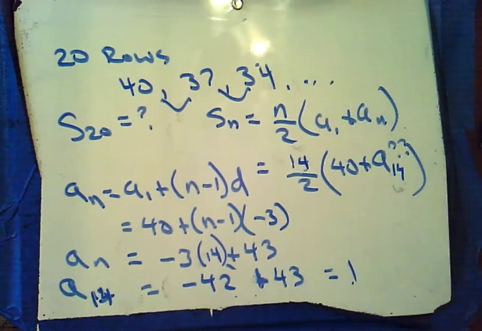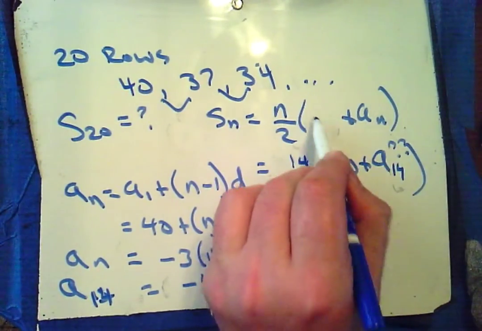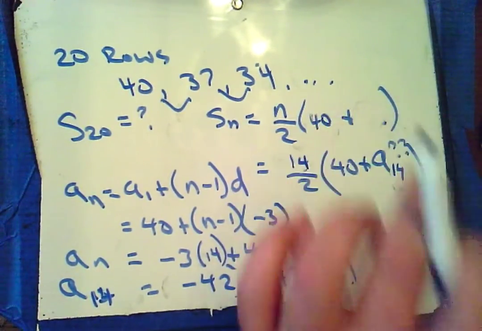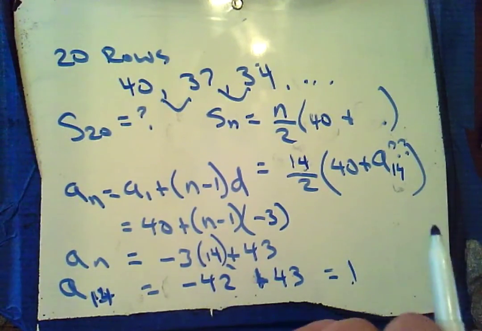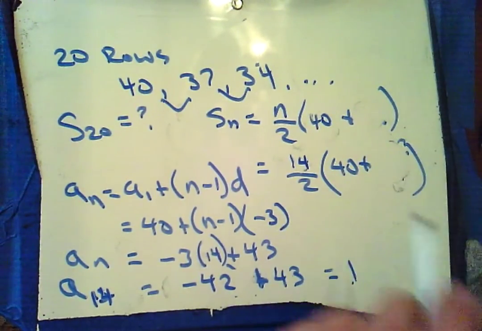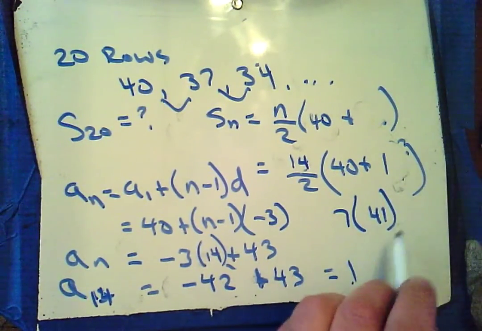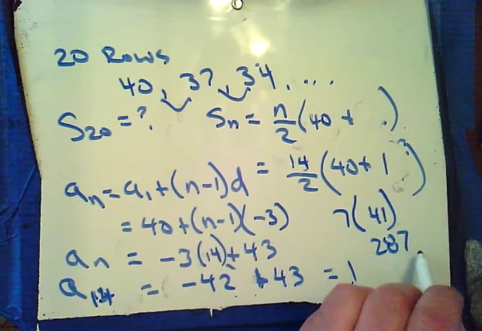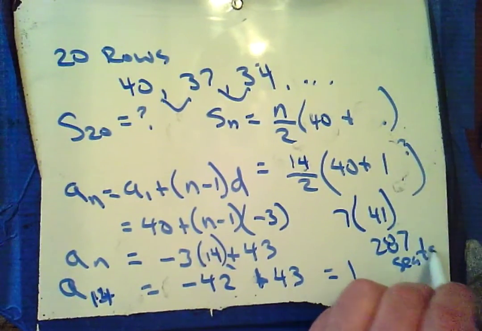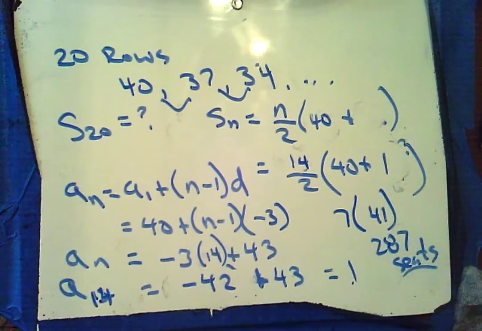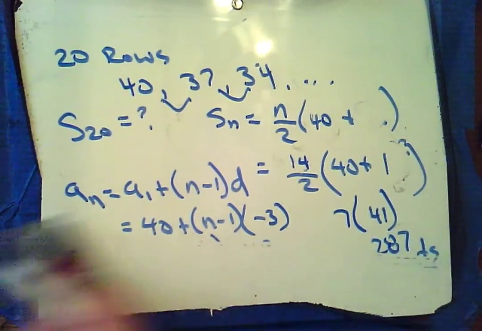So let's find the sum then. a sub 1 was 40, and a sub 14 was 1. So I have 7 times 41, or 287 seats total. All right, thank you for your patience on that while I went and checked my work. How about we do one more?